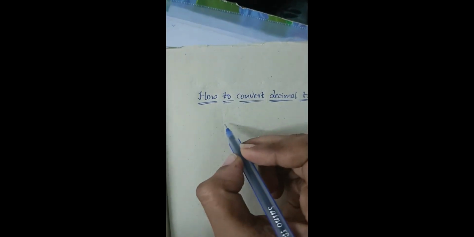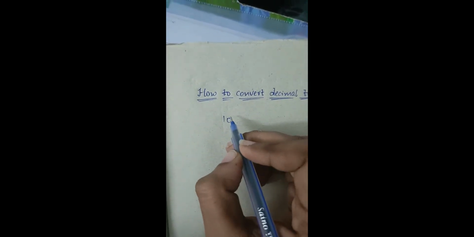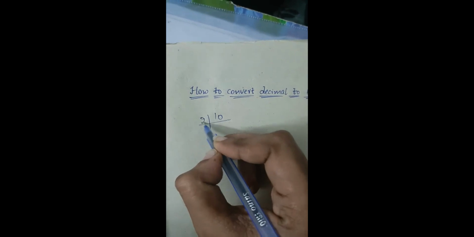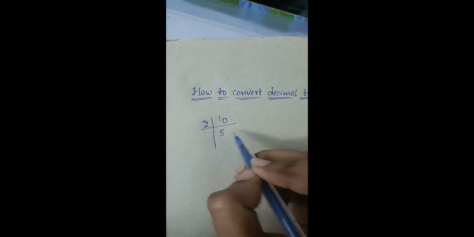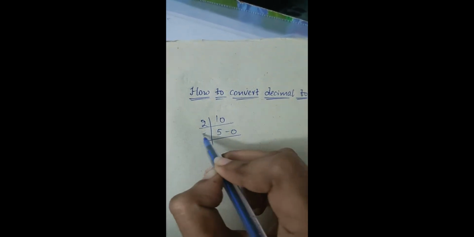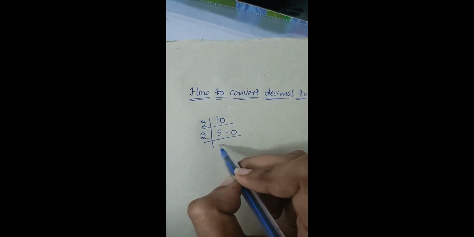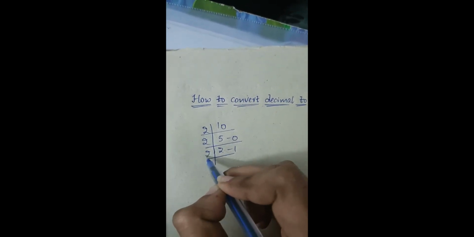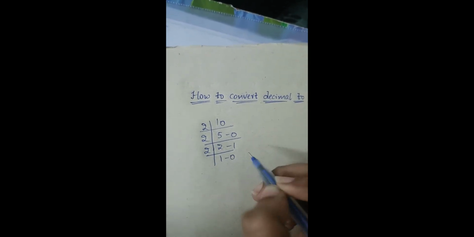Now let us discuss how to convert decimal to binary. For example, I am taking the number 10. We should divide this number only by 2. By dividing this number by 2, we get the quotient 5 and the remainder 0. Again dividing by 2, we get the quotient 2 and the remainder 1. By continuing this process, we get the quotients and remainders.